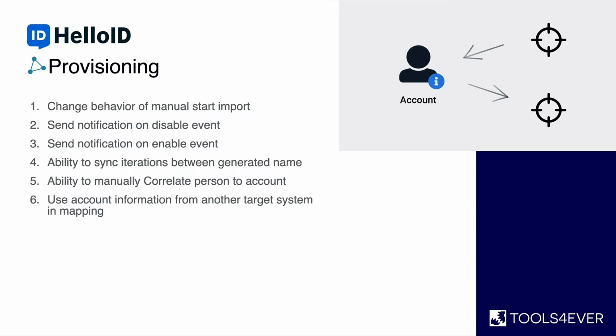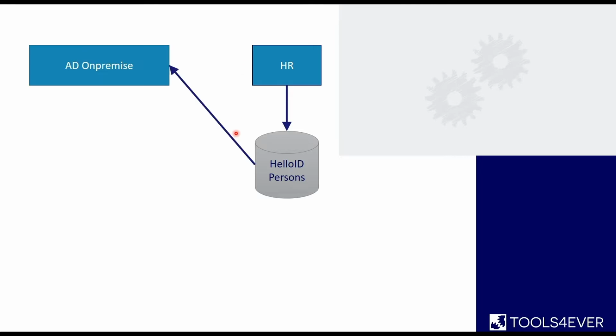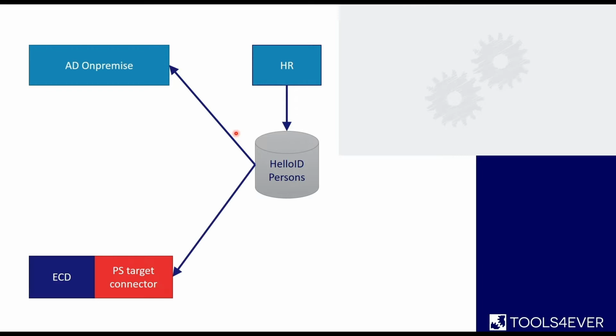We have 2 extra slides to explain this mechanism. Until this release, there was basically a simple mechanism. You could import data from HR into the HelloID vault, and then you could pass information based on the business rules to, for example, an Active Directory target connector. And you could also execute a PowerShell target connector and create an account in an ECD.